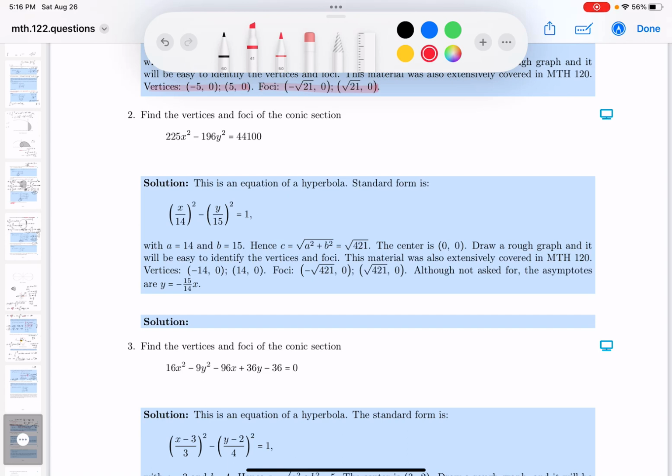Okay, for number two, before I start the problem, I'm starting to realize that these numbers are getting huge here. You have 44,100, 225, and 196. Looking at it, I'm assuming it's going to work out pretty nicely. So I'm going to assume that 196 times 225 would equal 44,100. Let's just go through that.